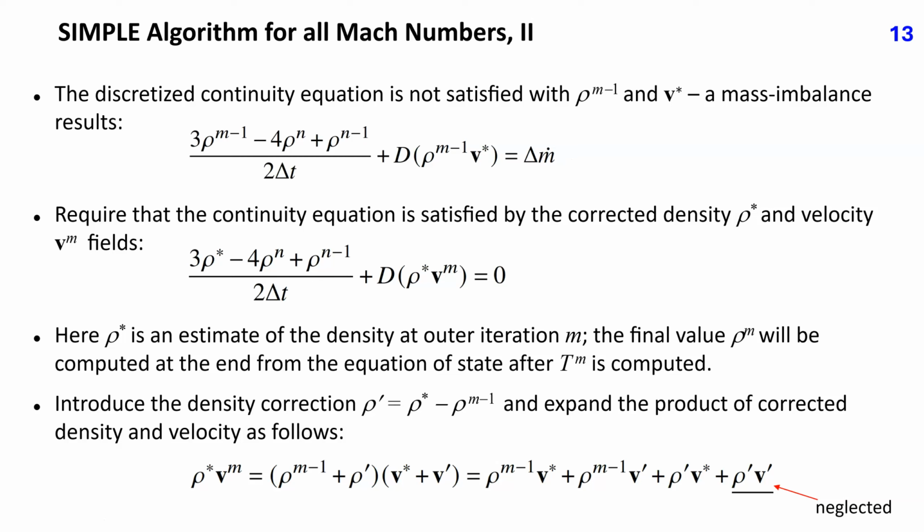We then require that the continuity equation is satisfied by the corrected density ρ star and corrected velocity V^m, as indicated by this equation. Here, ρ star is an estimate of the density at outer iteration m. The final value ρ^m will be computed at the end from the equation of state after T^m is computed. We define the density correction as ρ prime equal ρ star minus ρ^(m-1) and expand the product of corrected density and velocity in the convection term as follows. In this expression, only the corrections ρ prime and V prime are unknowns. The last term, being a product of two corrections, is neglected because it tends to zero faster than other terms.